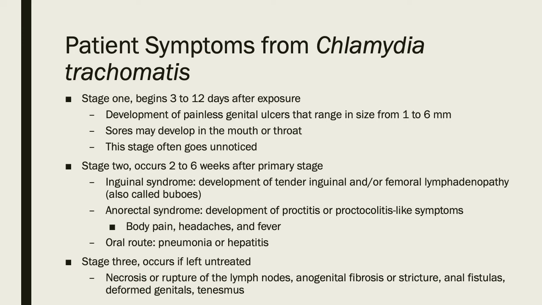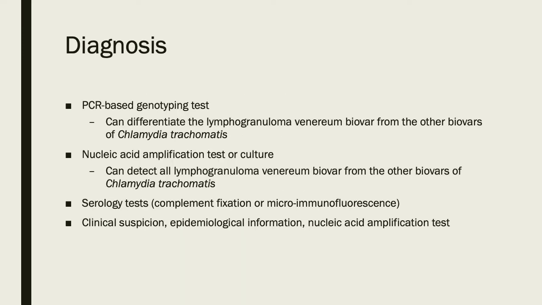and pelvic floor dysfunction. A definitive Lymphogranuloma venereum diagnosis can be made only with Lymphogranuloma venereum specific molecular testing, such as PCR-based genotyping. These tests can differentiate the Lymphogranuloma venereum biovar from the other Chlamydia trachomatis biovars in rectal specimen. However, these tests are not widely available, and results are not typically available in a time frame that would influence clinical management. Identification of Chlamydia trachomatis in genital, rectal, and lymph node specimens can also be tested using a nucleic acid amplification test or culture.